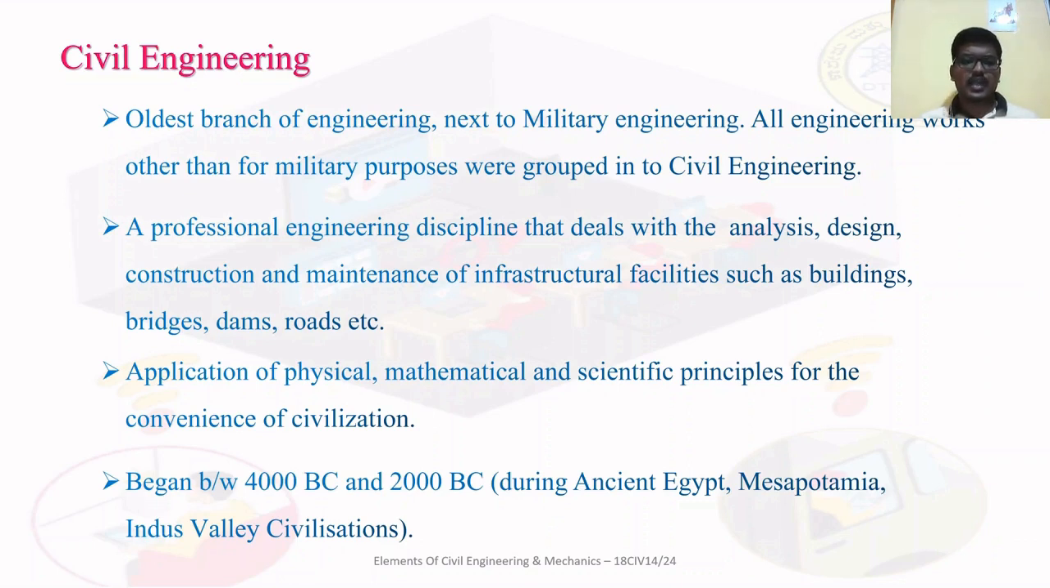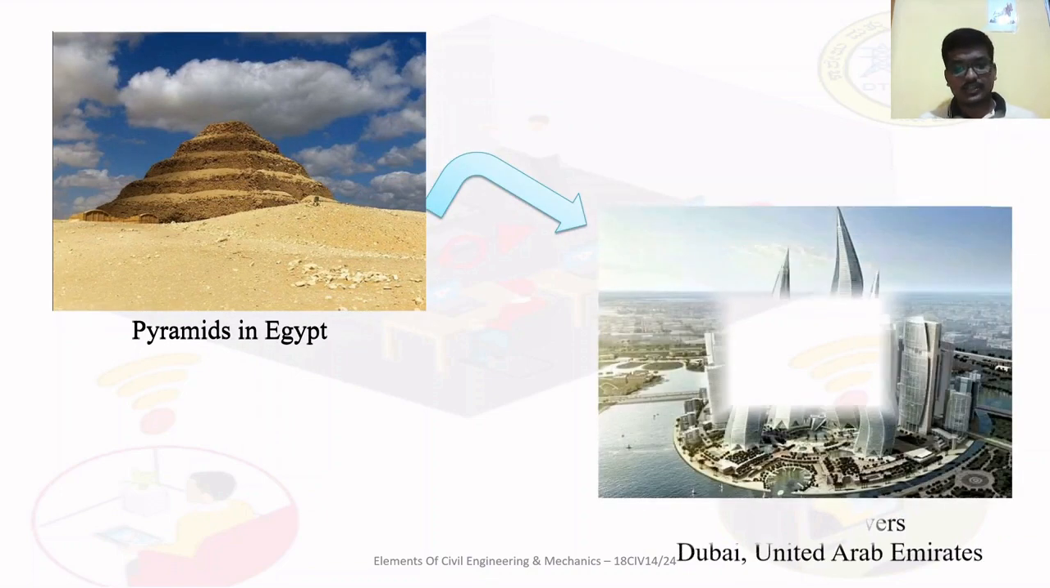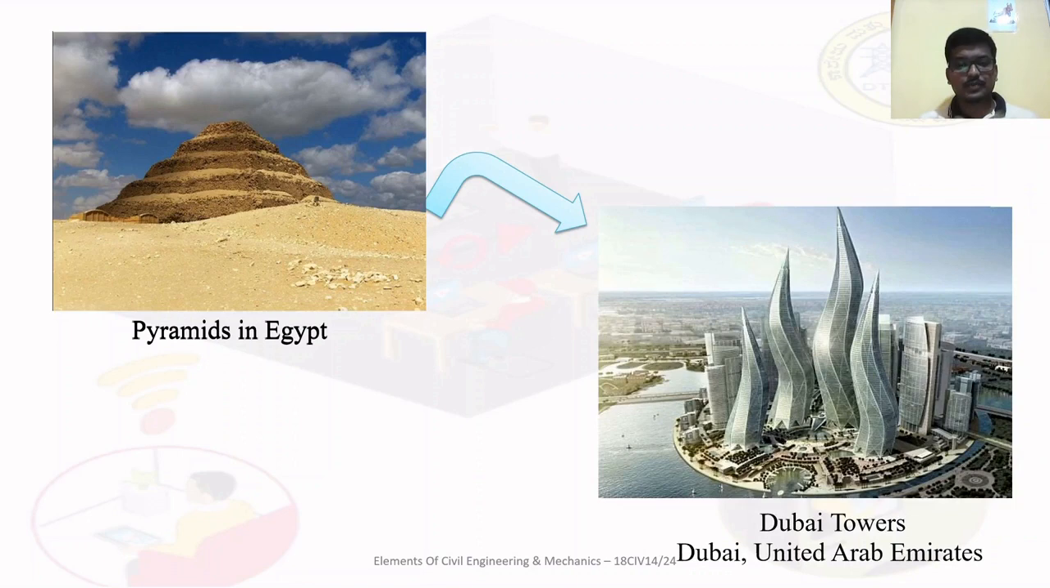This branch of engineering began between 4000 BC and 200 BC in ancient Egypt, from the times of the pyramids. The concept of civil engineering started from the pyramids in Egypt, and from those ancient times we are now here. You can see the Dubai Towers at Dubai, UAE. We have improved and changed our concept of designing things.